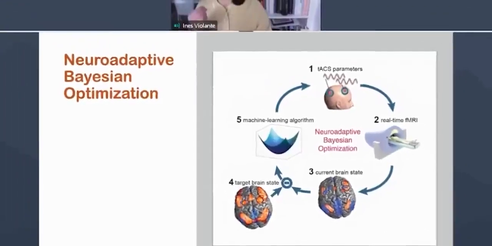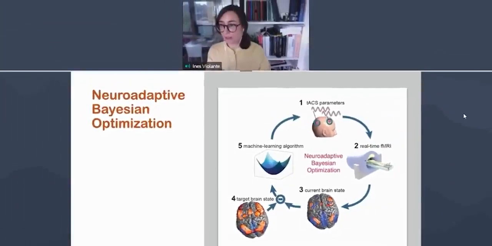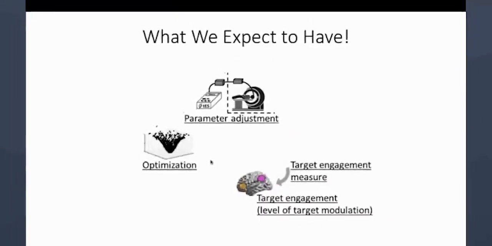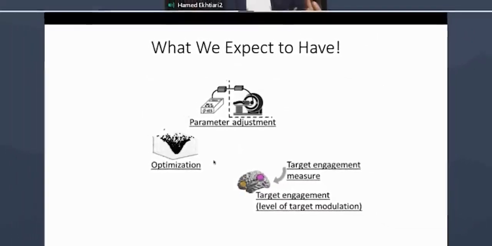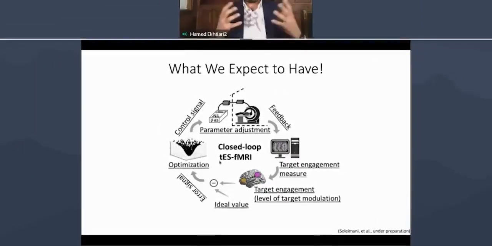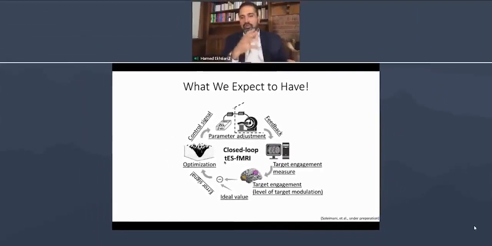We have an idea of what will be our target brain state, what we want to optimize for. And this can be, I want to see an increase in connectivity between particular areas of the brain. I want to see an increase in activity. Think about optimization and how we might be able to optimize the parameters that we have inside the scanner. And this is what we call closed loop tES-fMRI. And that is what we are hopeful to see, how we might be able to combine all these things together to have closed loop tES-fMRI for the next step.